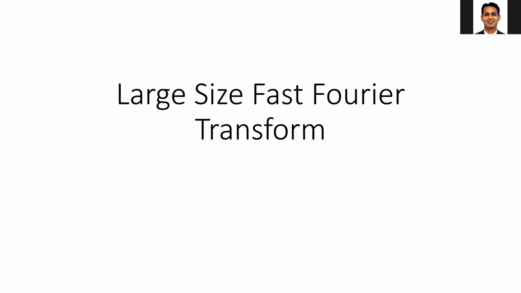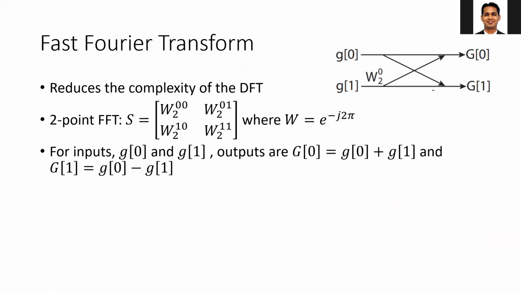To understand the large size Fourier transform, we need to discuss some basics of the FFT theory. So let's start with a simple example, the two-point FFT. In the two-point FFT, you can see that we have the output G, which is a vector of 2 elements. Then we have the matrix W, which is a 2 cross 2 matrix, and the input g, which is again a vector.